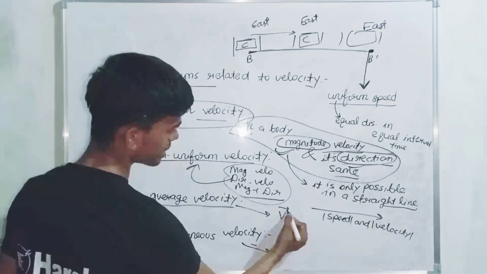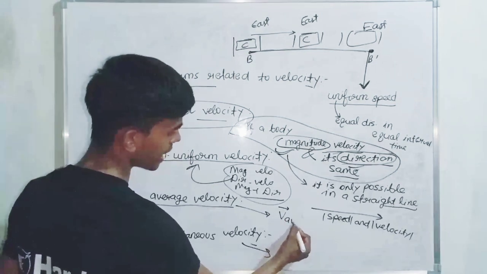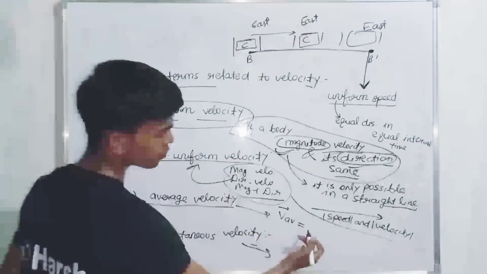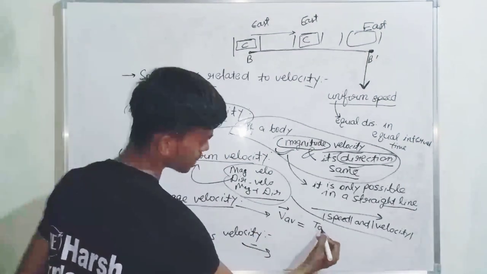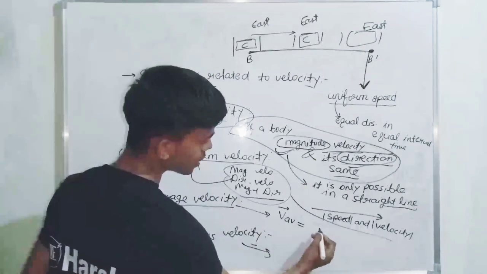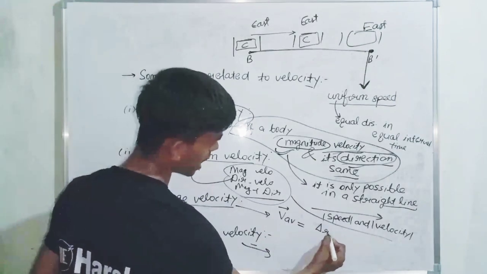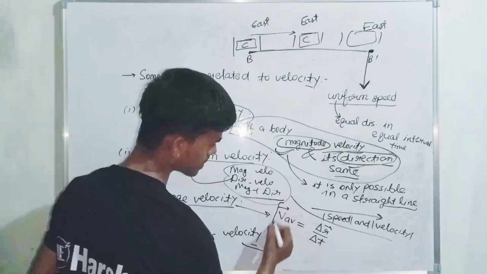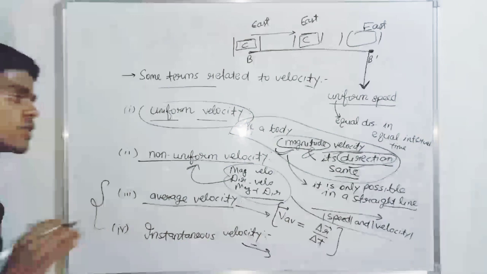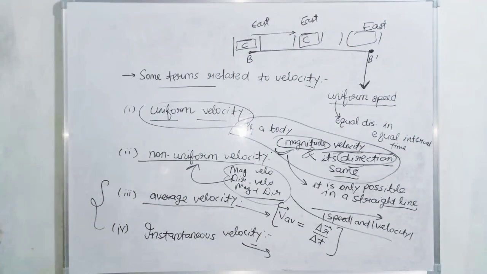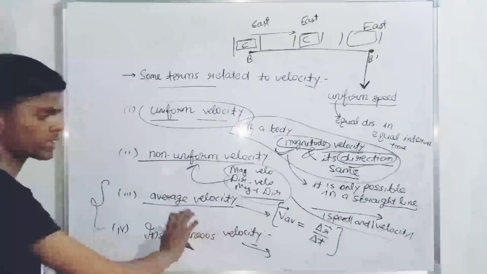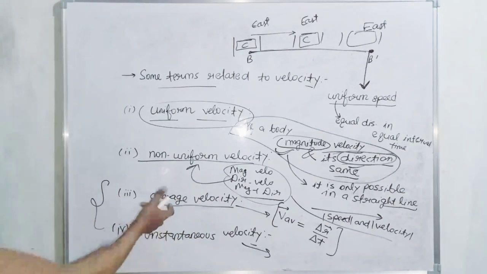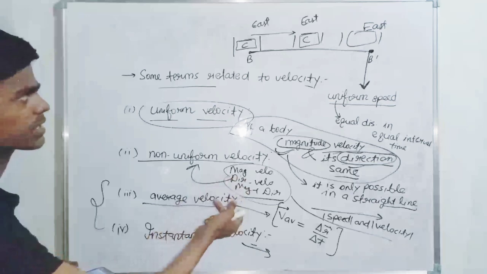We can represent it by this v vector quantity, average velocity v bar. Average velocity is equal to what? Total displacement, or we can write it like this, total displacement delta r vector upon total time. Total displacement upon total time of a body is known as the average velocity. So it is a simple definition of average velocity, that total displacement upon total time.